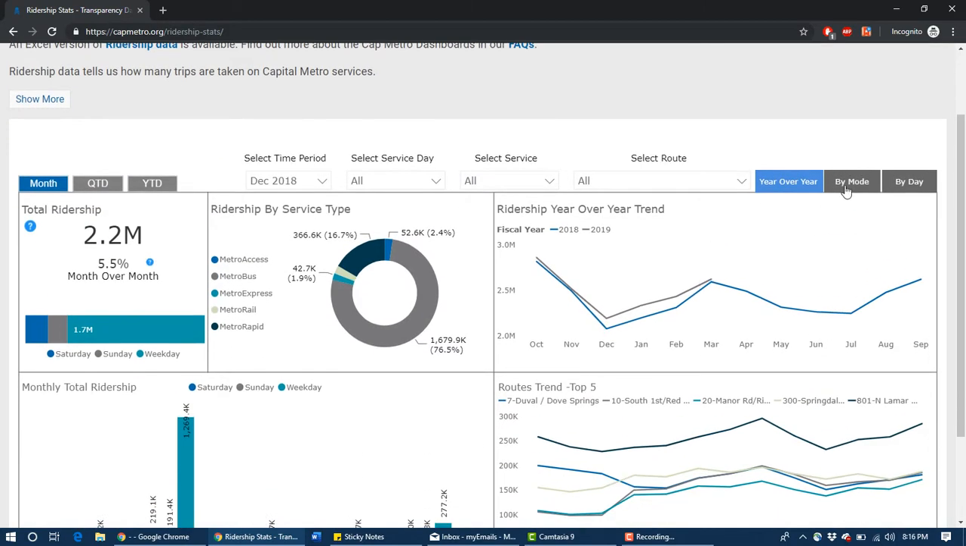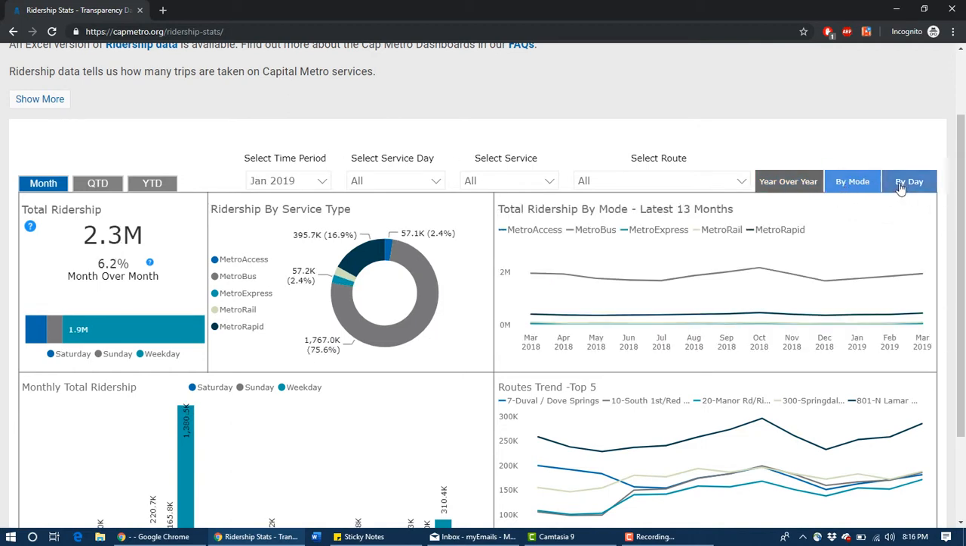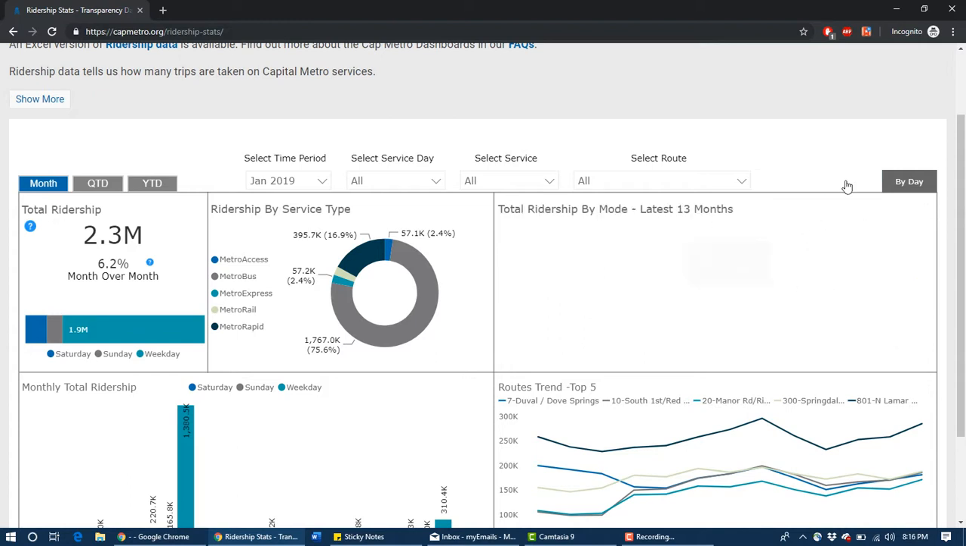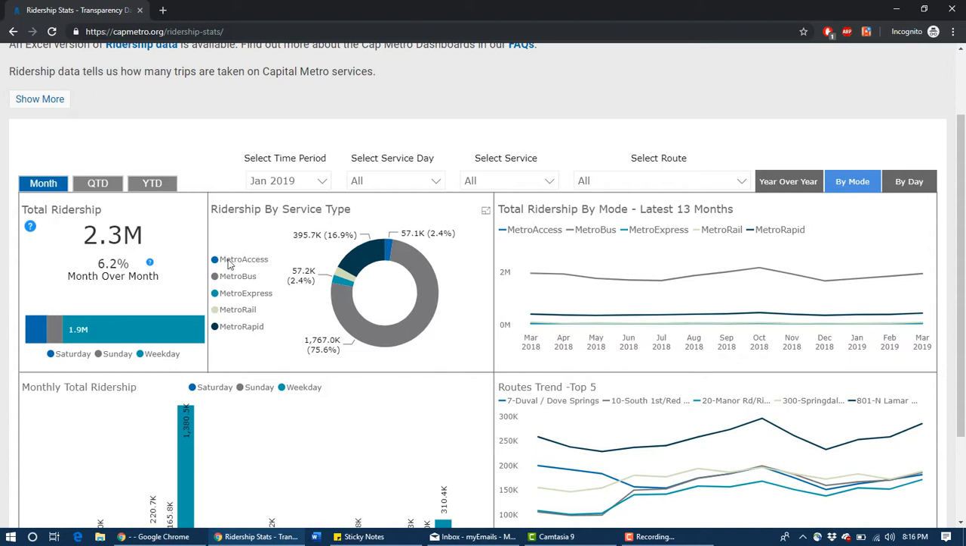I've also added some toggle buttons here, by mode and by day. You can flip the same chart and look at the year over year trend. You have different types of metro services. These are the current values, but you might be wondering how each service has been doing in the last 13 months. The gray one, Metro Bus, is always the top of the list.